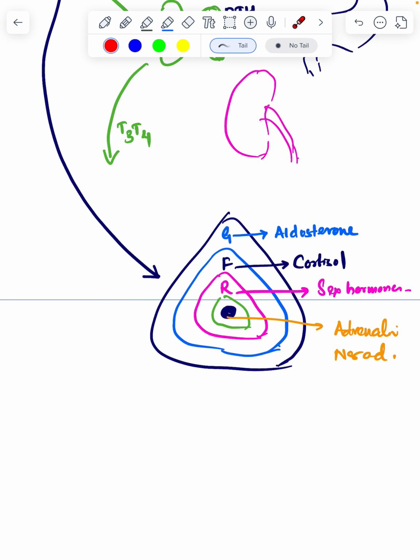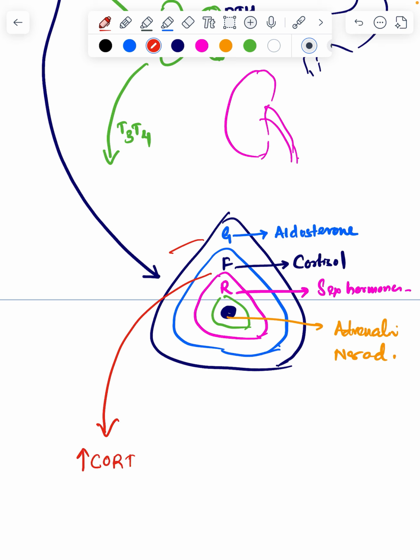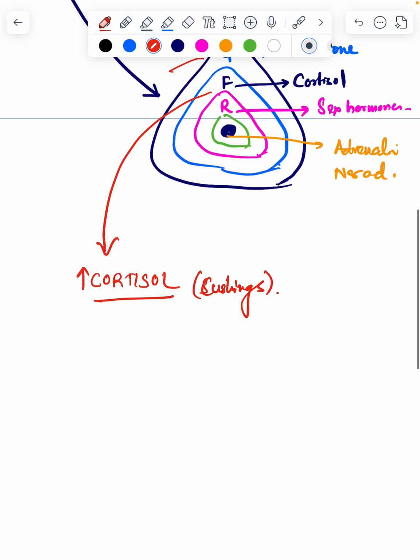Now, how does this happen? If aldosterone, cortisol, let us see first cortisol. Increased cortisol. It can happen in which conditions and what is the term called? Cortisol is increased means it is Cushing's. Now what happens in Cushing's? It can be iatrogenic because of use of steroids, more steroids.